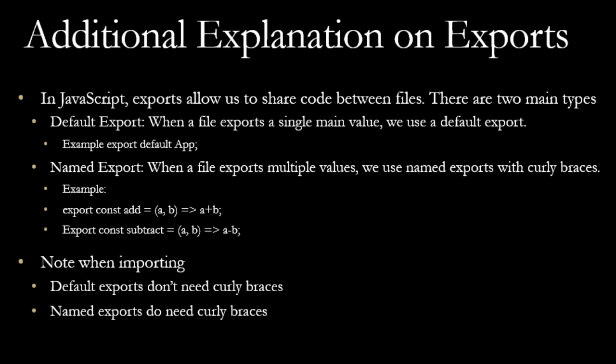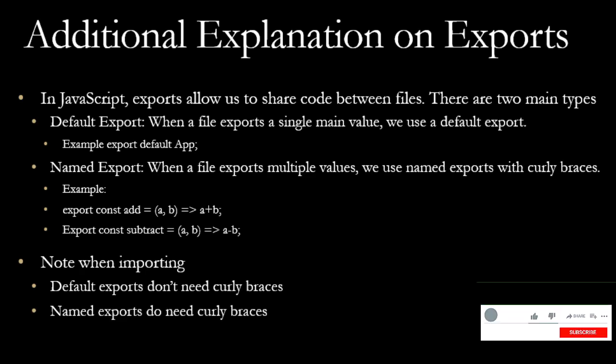In contrast, when a file exports multiple values, we use named exports. For example, export const add, which is a function, and export const subtract, which is another function in the same file. They are both named exports. Now, one thing to remember is that when importing, default exports don't need curly braces, but named exports do. Understanding this difference helps in keeping our code organized and modular.